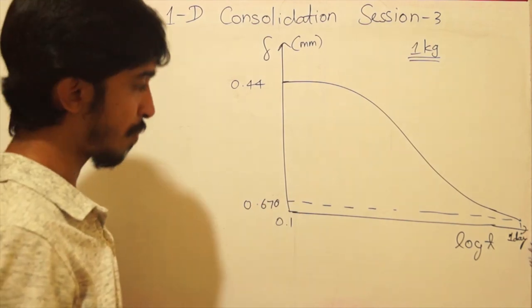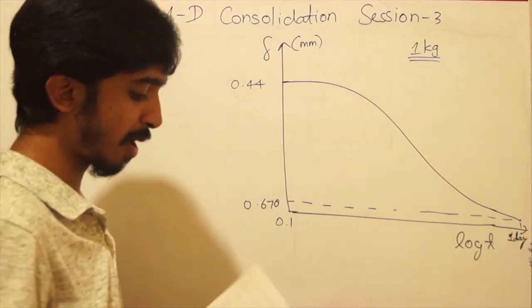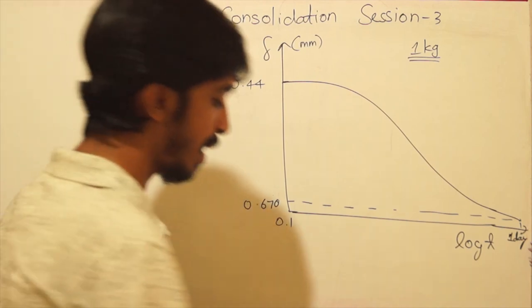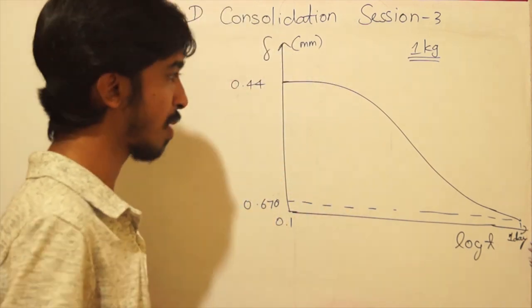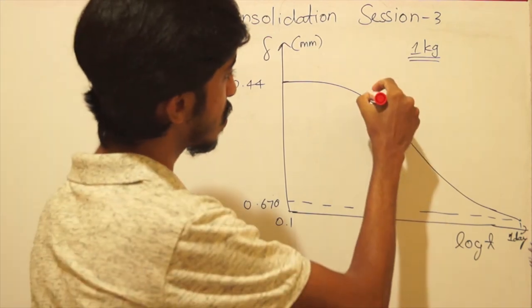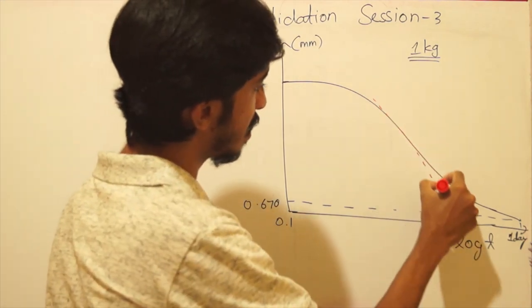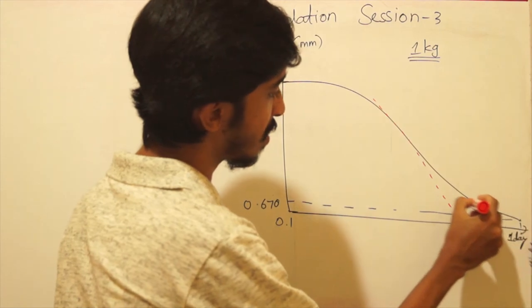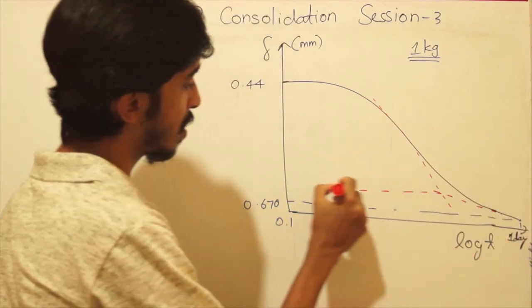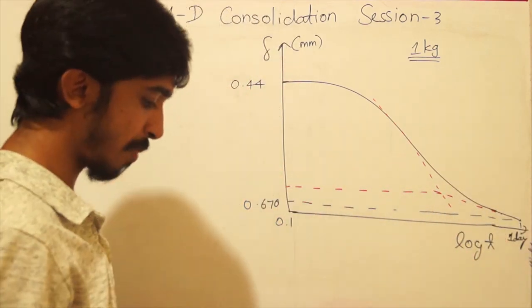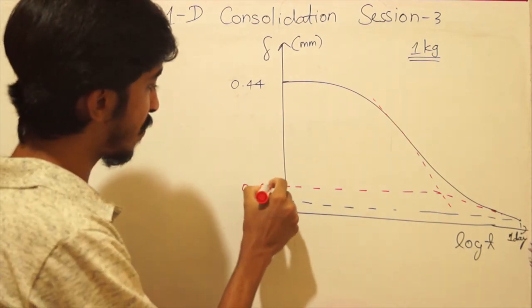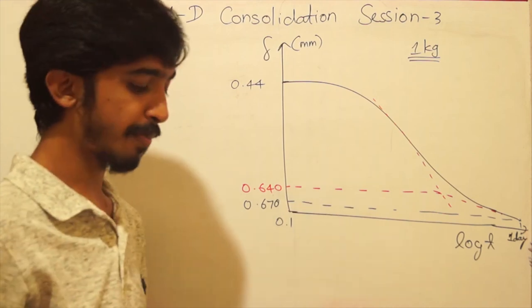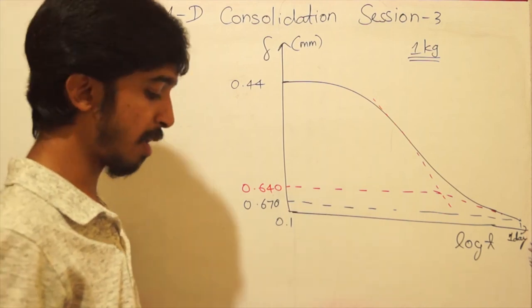So to find the point where primary consolidation ends, we need to draw two tangents. One tangent here in this part and another tangent from this part, and this gives the primary consolidation settlement, which is around 0.640. I did this part in Excel and got the values.